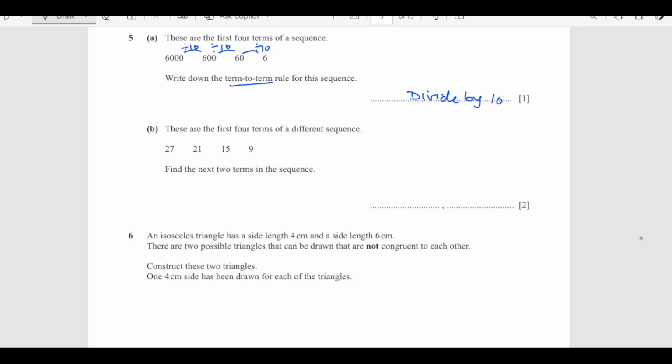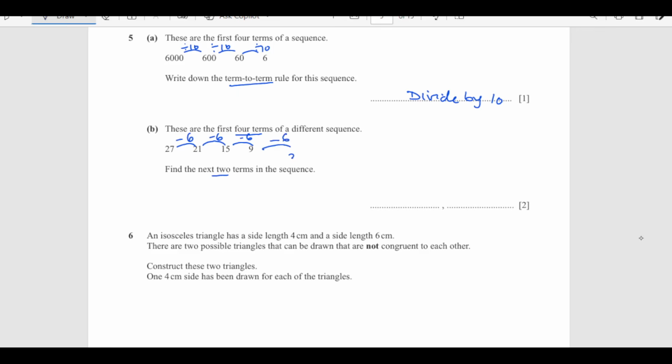Now these are the first 4 terms of the different sequence. Find the next 2 terms. So let's see, observe, when you subtract 27 and 21, we got 6. 21 minus 15 is 6. That means we are subtracting 6. So the next term is going to be minus 6.